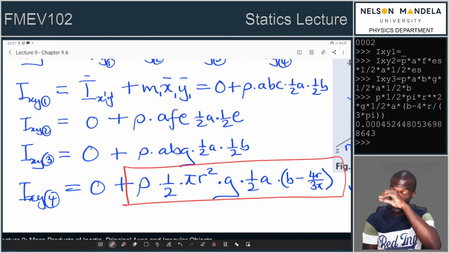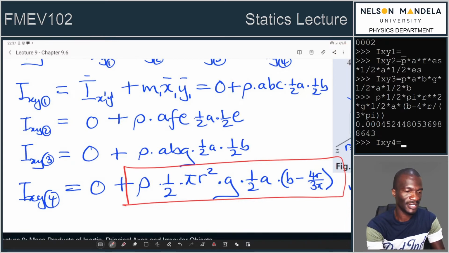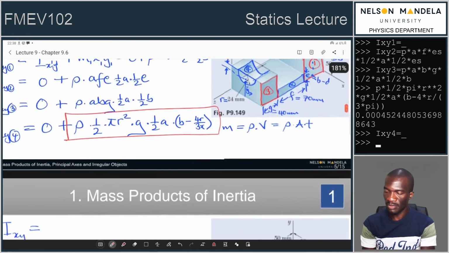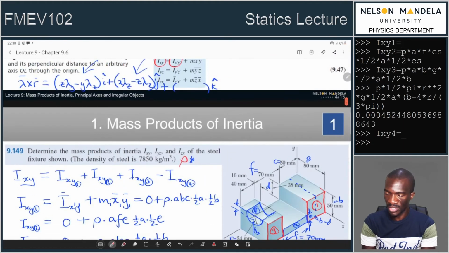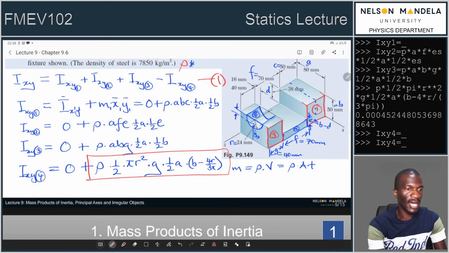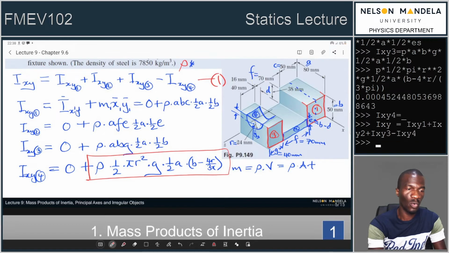Done. So I think we now have, okay, this is Ixy4, sorry. Ixy4 is equal to that last value. So now that we are good, we can now make use of all those in equation 1. So our Ixy is something that we will use a lot. We can just copy that. So Ixy is equal to Ixy1 plus Ixy2 plus Ixy3 minus Ixy4, isn't it?